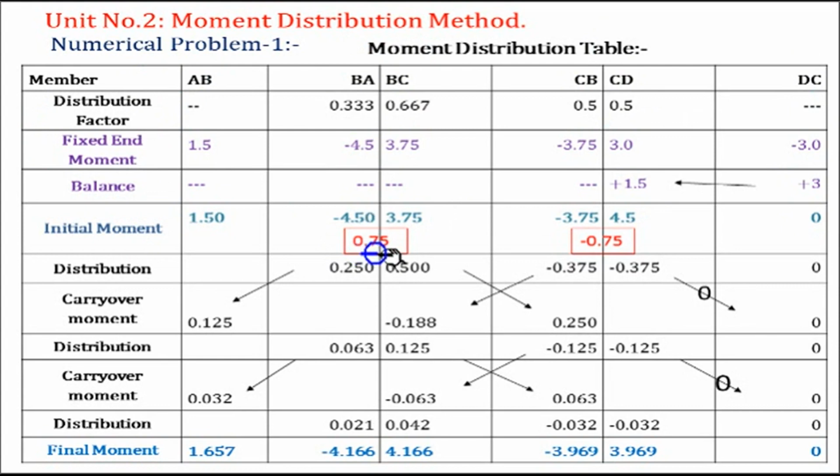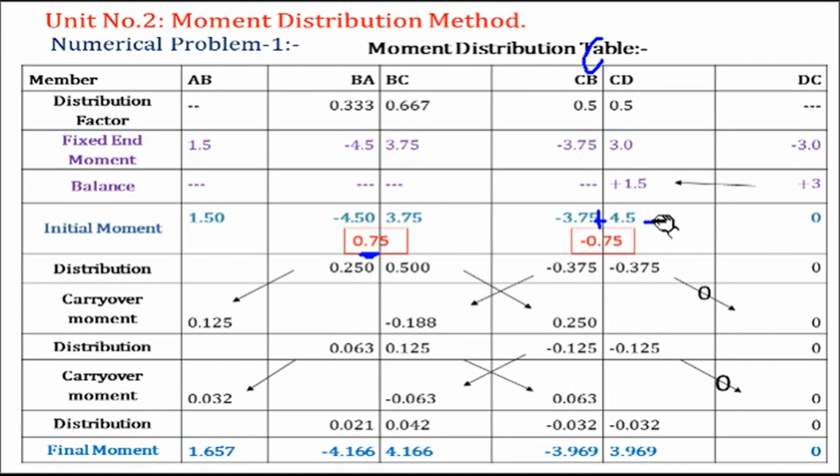So that corrected value, the correction moment you have to write down here, plus 0.75. Okay, now let's check here for joint C. The moment CB is minus 3.75, moment CD is 4.5. Now add these together.